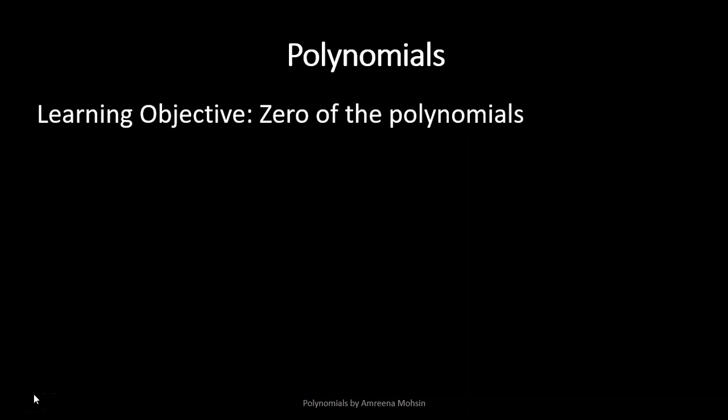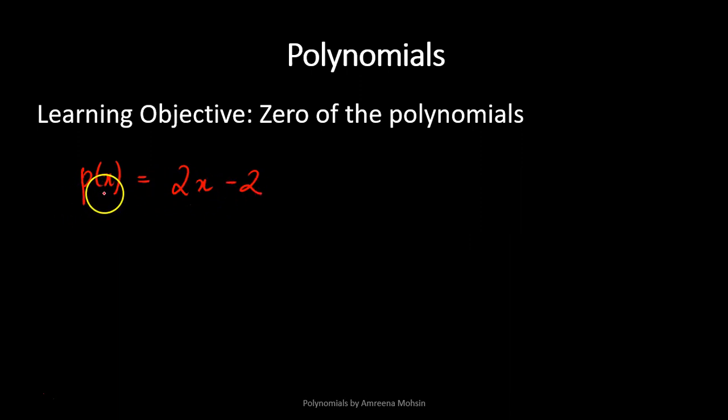Hello, and let's start with zero of the polynomial. First, before we start with our topic, let's understand what we mean by zero of the polynomial. Suppose I have a polynomial like 2x minus 2. It's a linear polynomial, obviously. I'm going to write it as p of x is equal to 2x minus 2.